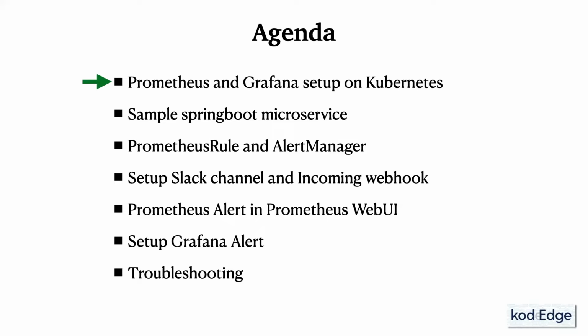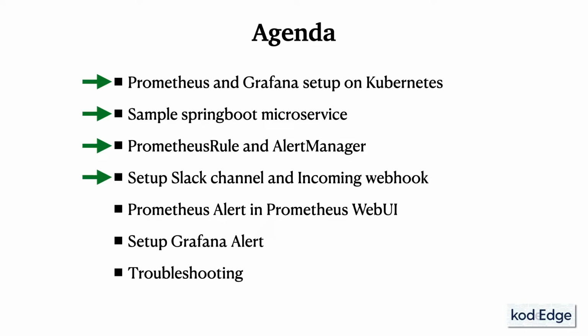First, we will set up Prometheus and Grafana in the Kubernetes cluster. For the Kubernetes cluster, I am using Minikube. After that, we will create a simple sample Springboot microservice, and Prometheus will scrape the metrics from this application for monitoring purposes. Then we will understand and set up Prometheus rule and alert manager configuration.